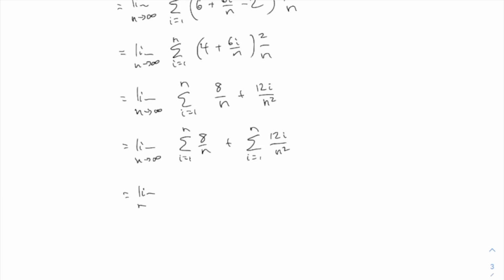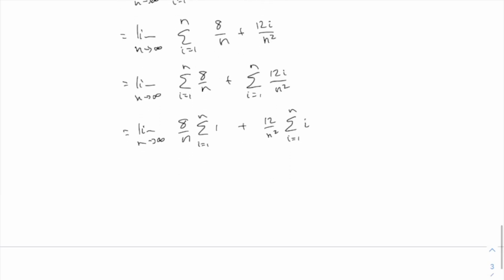In the first case, you can factor everything out. So it's 8 over n, the sum of 1. And in the second case, you can factor out 12 over n squared, and it remains the sum of i. And then you just use your summation formulas that you remember. In this case, you don't need any of the fancier ones. These two, like I said last time, I will expect you to remember these two for the test. We get 8 over n times the sum of 1, which is n, plus 12 over n squared times the sum of i, which is this, n times n plus 1 over 2.